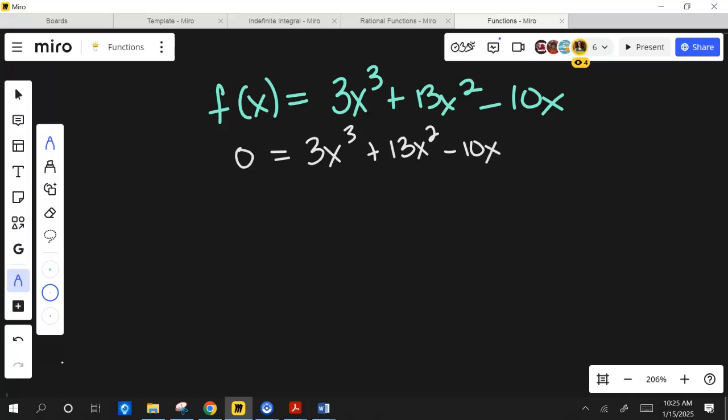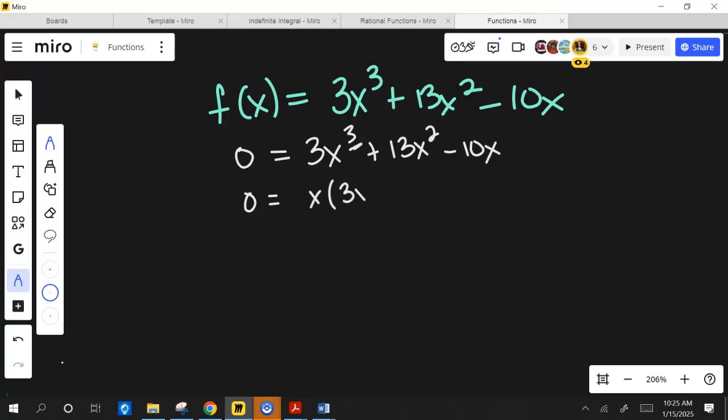And thought number 2, how many zeros should I have and why? 3. Why? Because that's the degree. The degree tells you the number of zeros, yes? The highest degree shows the number of zeros. Highest degree, that's right. All right. How do I solve this for x? Take out an x first.